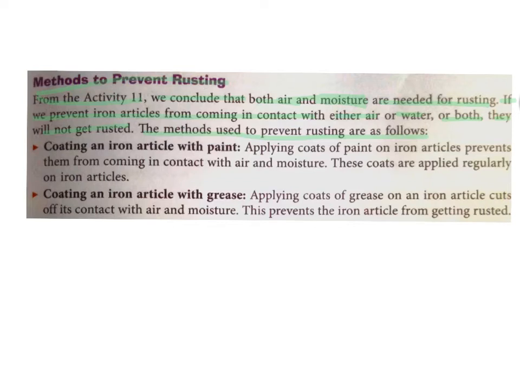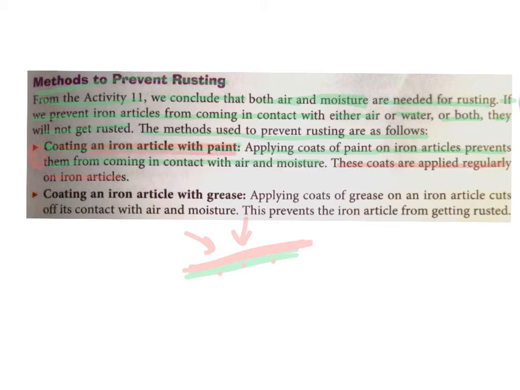So our first method is coating an iron article with paint. Applying a coat of paint on iron articles prevents them from coming in contact with air and moisture. So, if this is our iron article and we coat it with paint, this paint will not allow air and moisture to come in contact with the iron article, thus preventing rusting. These coats are applied regularly on iron articles. So, our first point is coating an iron article with paint.